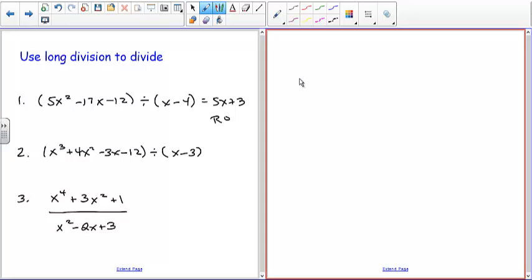Okay, so the next one, we're going to take x cubed plus 4x squared minus 3x minus 12. We're going to divide that by x minus 3. Okay, so what do we need to multiply x by to get x cubed? Well, the answer is x squared. So we put that up there. Again, we're just looking at this term and this term. And what do we need to multiply this term to get that term? The answer is always this divided by that. You know, x cubed divided by x is x squared.